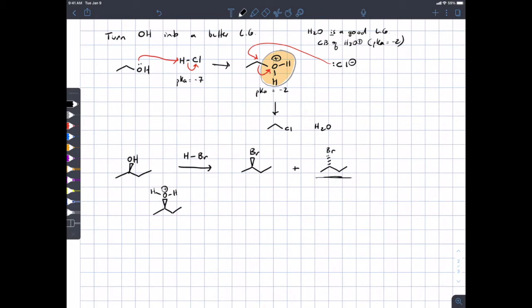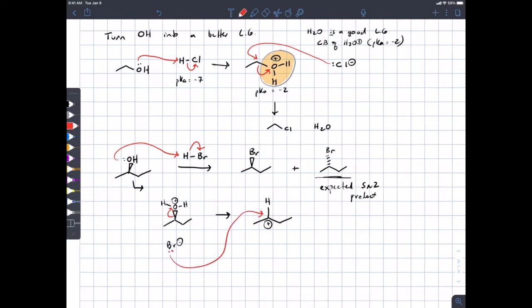right? Presumably the first step is that lone pair electrons attack the proton from HBr to generate this oxonium ion where we've got the good leaving group. Of course, if it were Sn2 from that intermediate, we would see inversion of stereochemistry, but because we see both, what that means is likely the OH group leaves to give us a carbocation, and then the nucleophile bromine can come in from above or below.